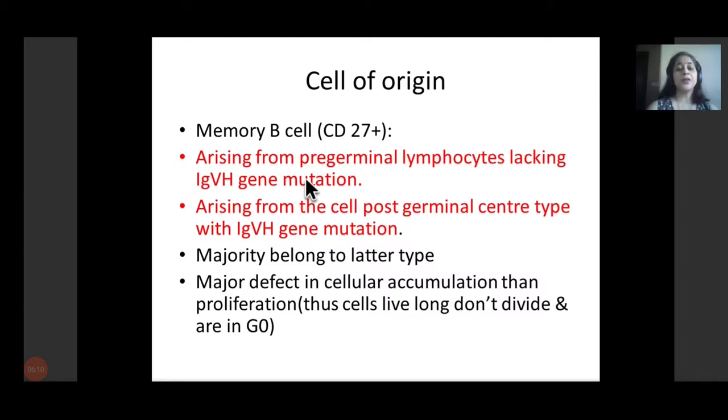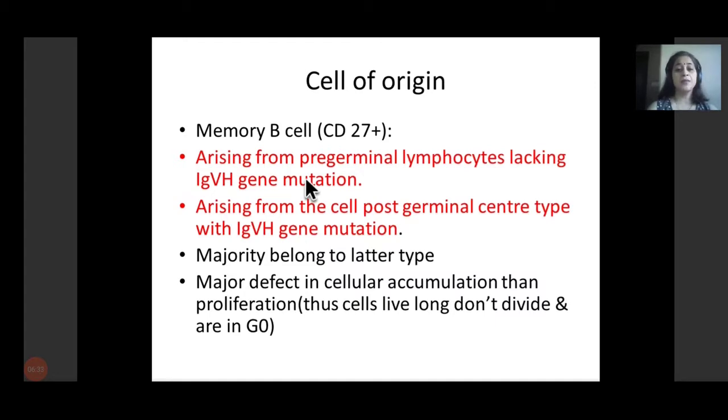This is very important to understand because in prognostication, when we talk about the favorable and the unfavorable prognosis in the later part of the lecture, this is one of the key factors for prognostication. The other one is the major cellular defect in the cellular accumulation.